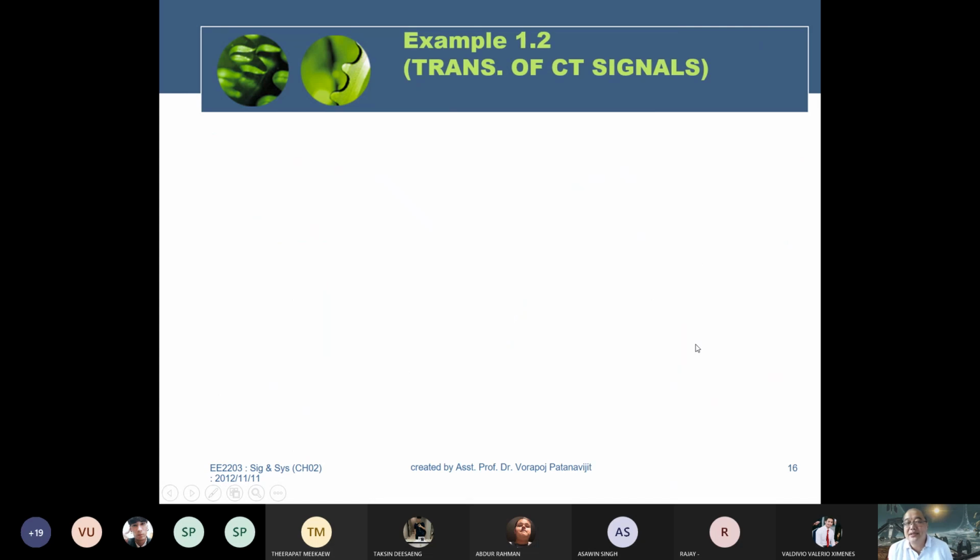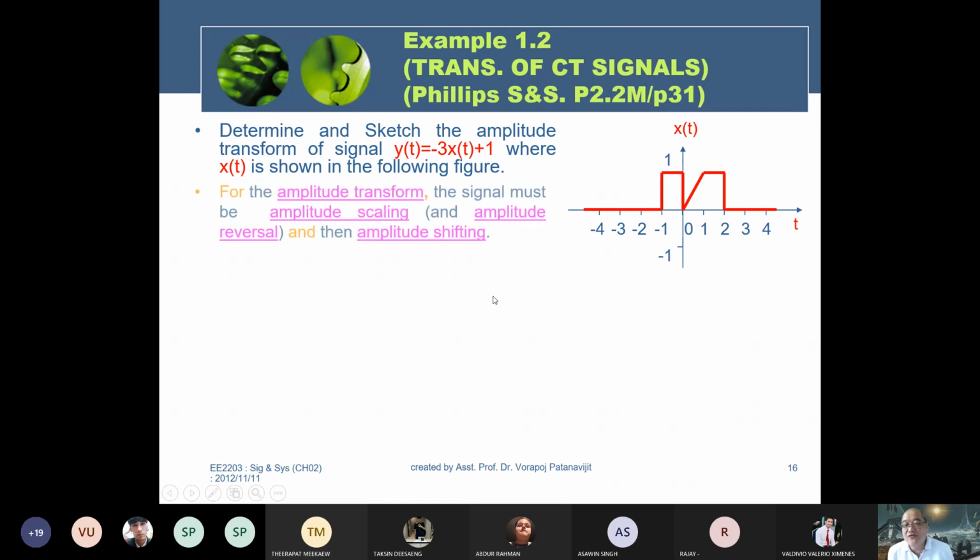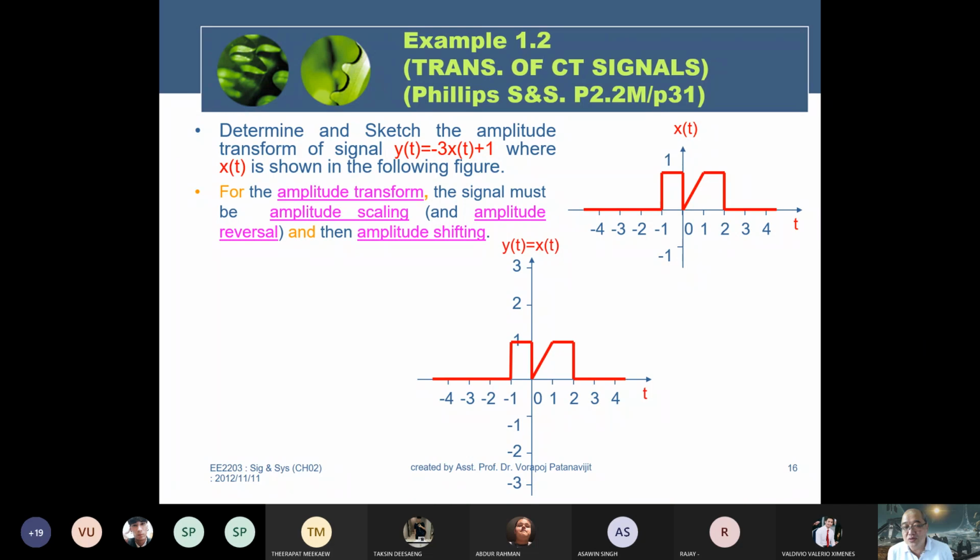In this case, it is the same as the previous. If you must take three transforms, the amplitude reversal, amplitude shifting, and amplitude scaling in a single framework, which step do we take first? The minus represents amplitude reversal, the 3 represents amplitude scaling, and plus 1 represents amplitude shifting. For the amplitude transform, the signal must be scaled first. You take scaling first, and you take the reversal and the shifting after that.